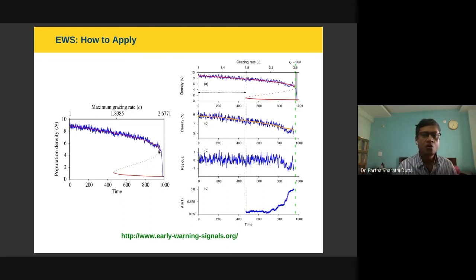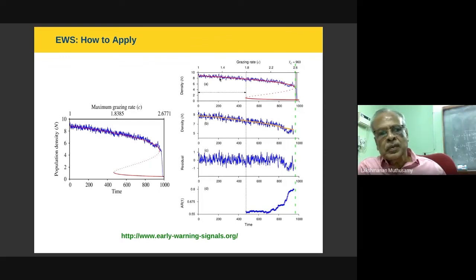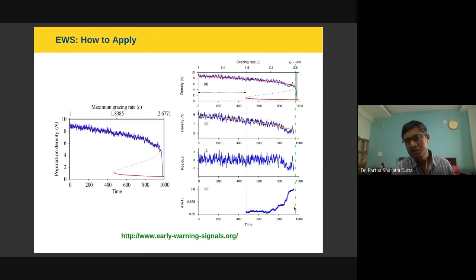Okay. So now let us consider the upper figure. This green dashed line is the line up to where the tipping happens. What I have done is I have considered a time series prior to this tipping point. Let's say in this figure B, this blue dashed line. So here I have gone very close to the tipping point. You can keep the time up to 800 and still calculate.